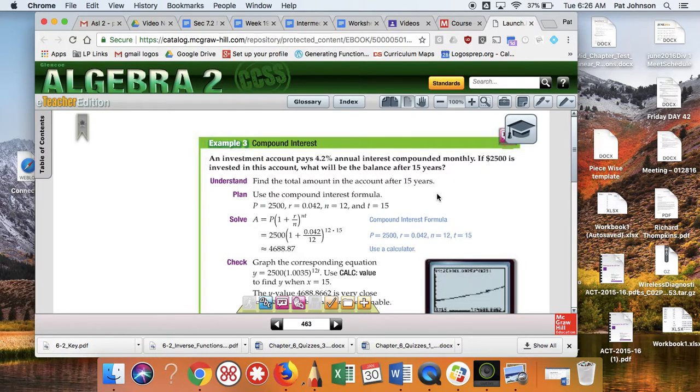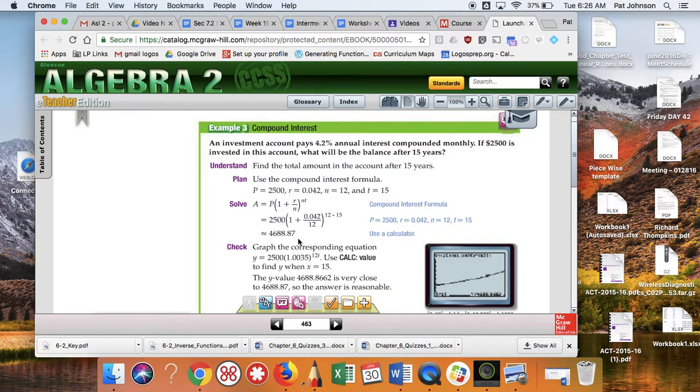So how much is invested? $2,500. So P, our principal, is $2,500. Our interest rate is 4.2%, but it's compounded monthly, and there are how many months in a year? 12. So it's going to be your interest rate, 0.042 divided by 12, raised to the 12 times 15. Now all we do is put this in our calculator and we get approximately $4,600 is what we're going to have in our account after 15 years of investing only $2,500.